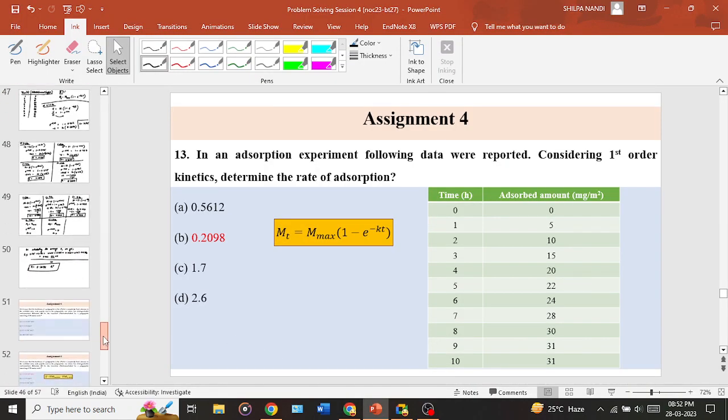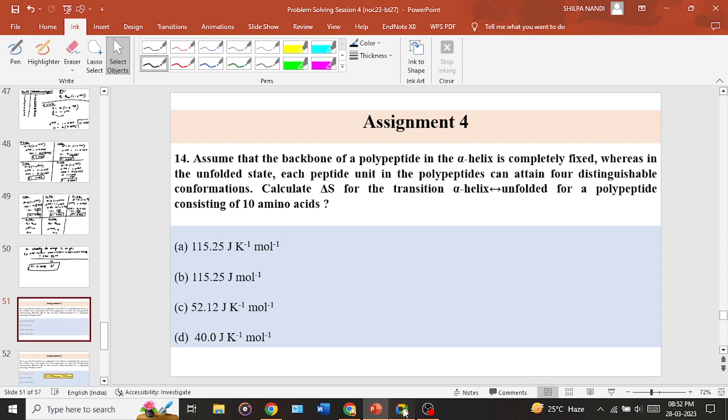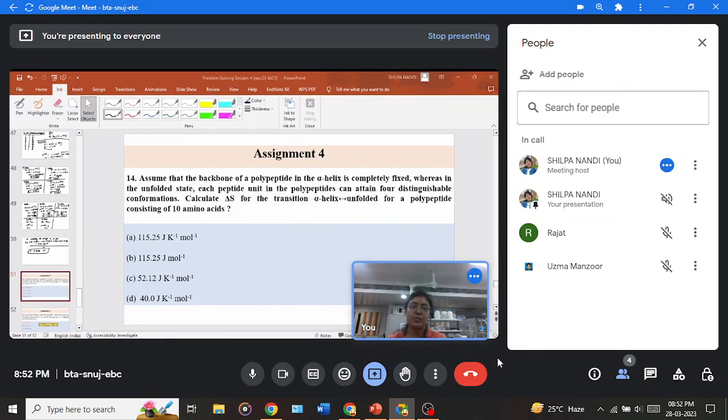Question number 14. So question number 14 and 15 are basically connected, and let's see what it is. So you have to assume that the backbone of a polypeptide in an alpha helix is completely fixed, whereas in the unfolded state, each peptide unit in the polypeptide can attain 4 distinguishable conformations. So you have to calculate the delta S for the transition from alpha helix to the unfolded state for a polypeptide consisting of 10 amino acids. So this particular polypeptide consists of 10 amino acids.